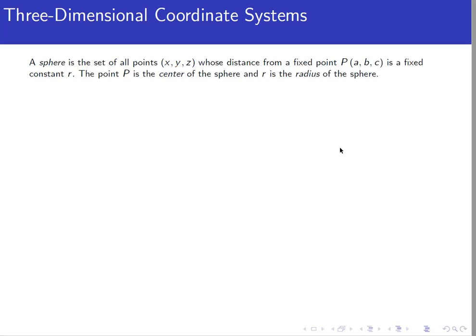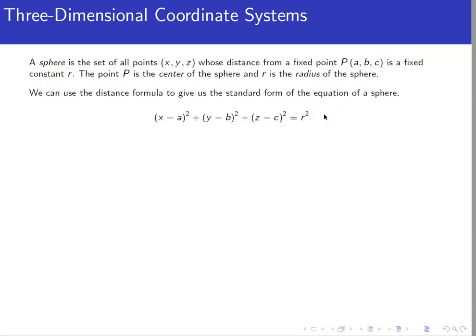One of the things we can use the distance formula for is to give us the definition of a sphere. This is the three-dimensional analog to a definition of a circle. You take a fixed point and a fixed distance, and you look at the set of all points that are that distance away from the fixed point. So we refer to the ABC as the center, and the R, of course, is the radius.